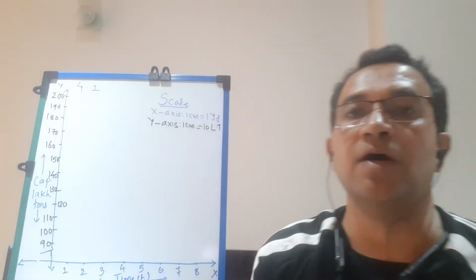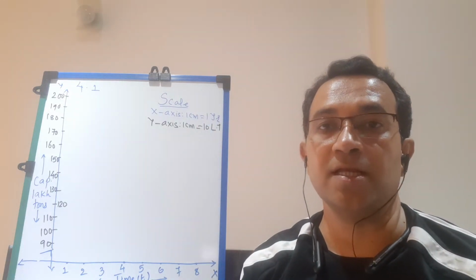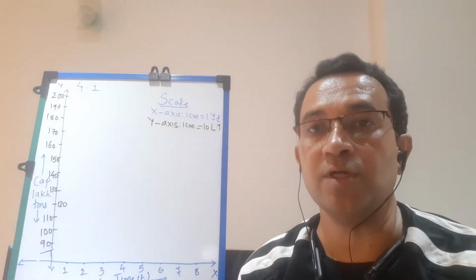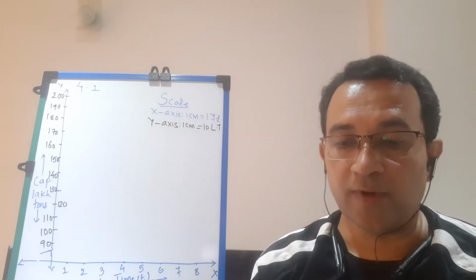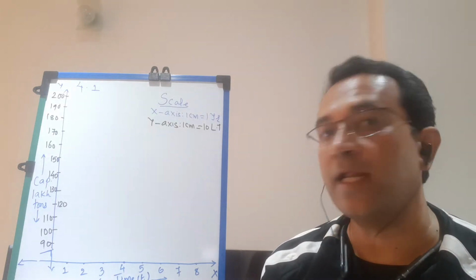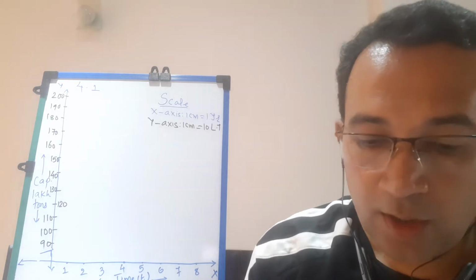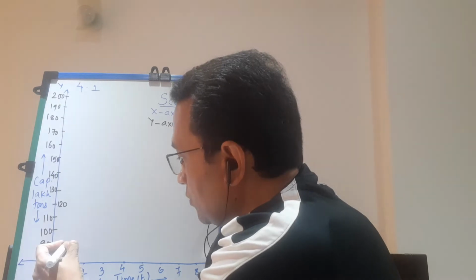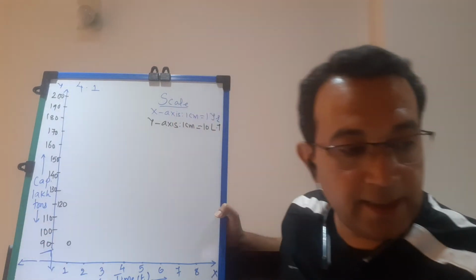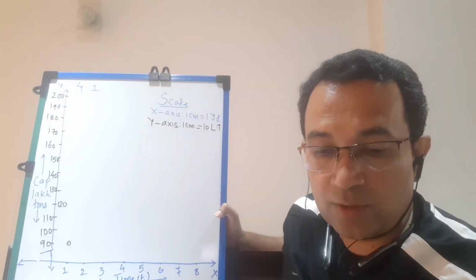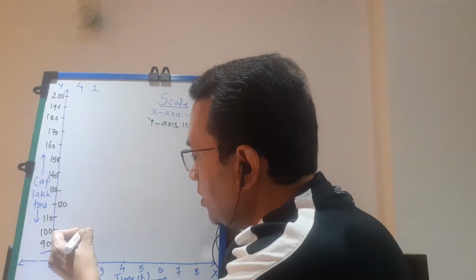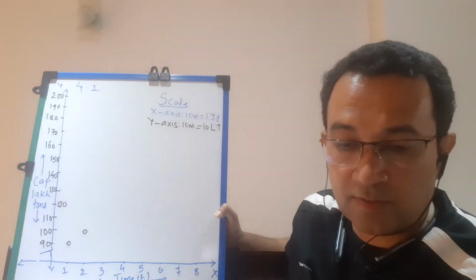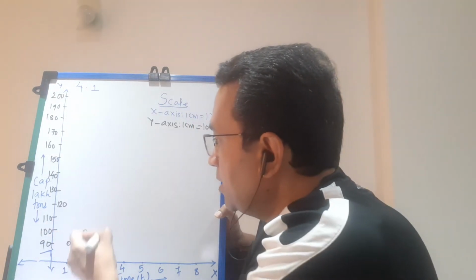I may erase the scale afterwards, so you note down the scale. On the x axis it is 1 centimeter is equal to 1 year, because the gap between two time periods is 1 year. And on the y axis we took 1 centimeter is equal to 10 lakh tons. Okay students, now for t equal to 1 we have 90. For t equal to 2 we have 97, so a little below 100 we have to take. For t equal to 3 we have 108, so a little below 110.